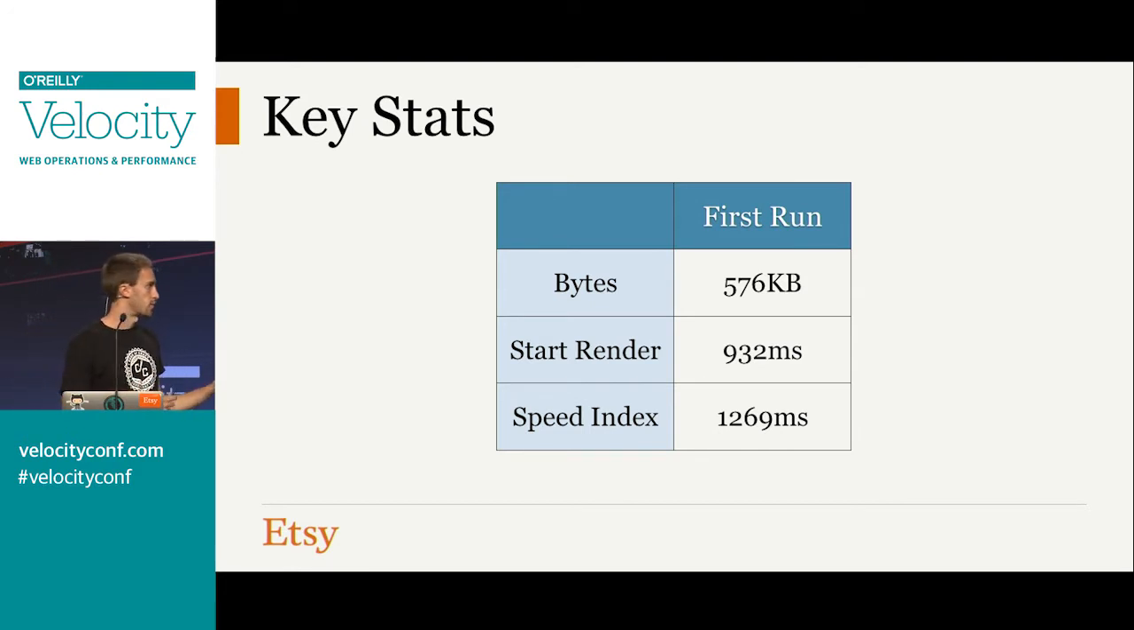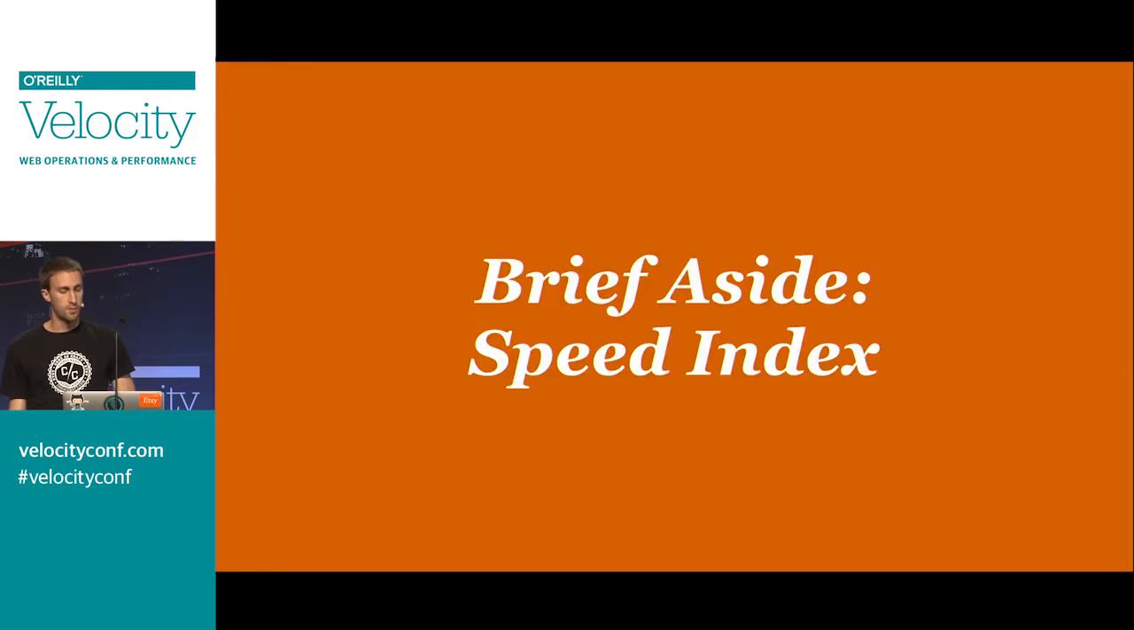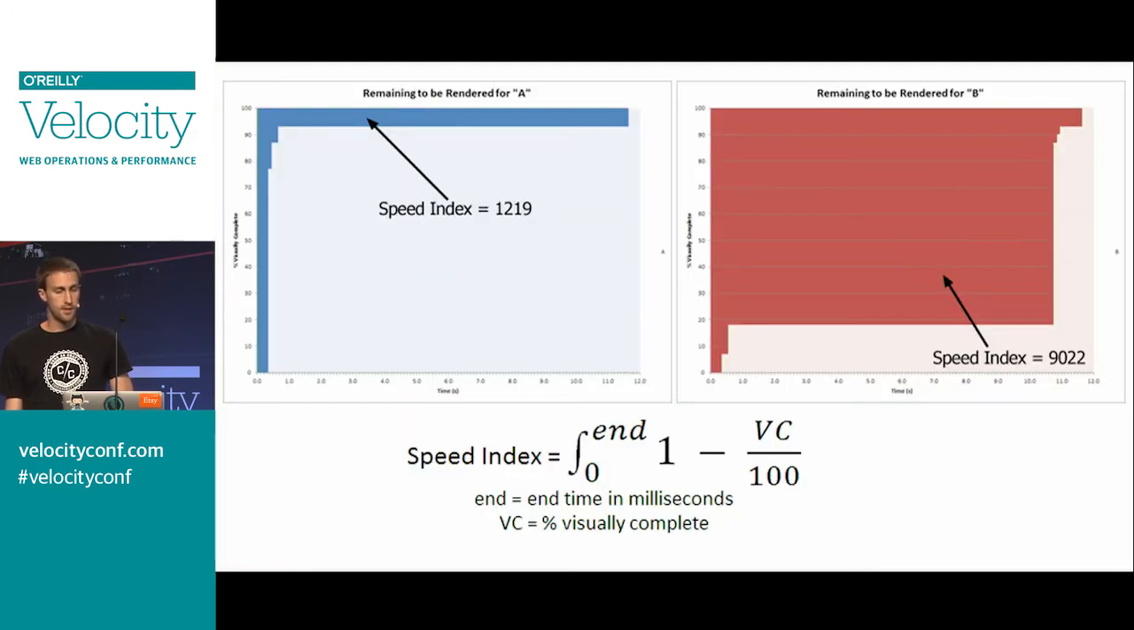There's just out-of-the-box performance. And before we go on, I want to take a brief moment and talk about speed index. Speed index is a metric that was built by Pat Meenan as part of WebPageTest, and this is the way to conceptualize it. Both of these graphs, on the x-axis we have time, and on the y-axis we have percentage visually complete of the page in question. So we're graphing how complete the page is visually over time.